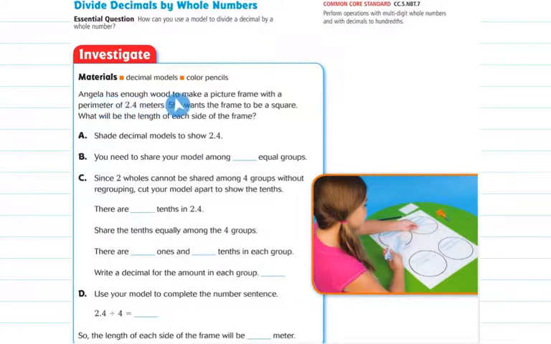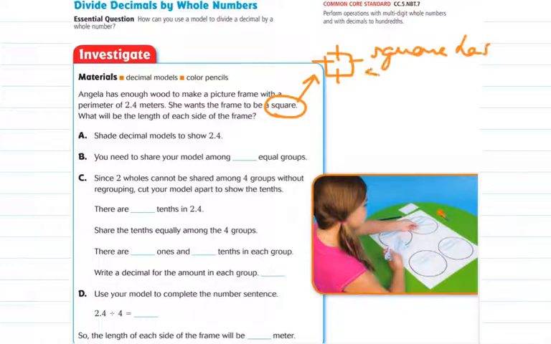It says Angela has enough wood to make a picture frame with a perimeter of 2 4/10 meters. She wants the frame to be a square. What will the length of each side of the frame be? So boys and girls, we need to keep two things in mind here. When we say she wants it to be a square, we know that a square has 4 equal sides. So I'm going to write down on the side that a square has 4 equal sides. So that means when we hear about sharing something equally, boys and girls, we have to think division.